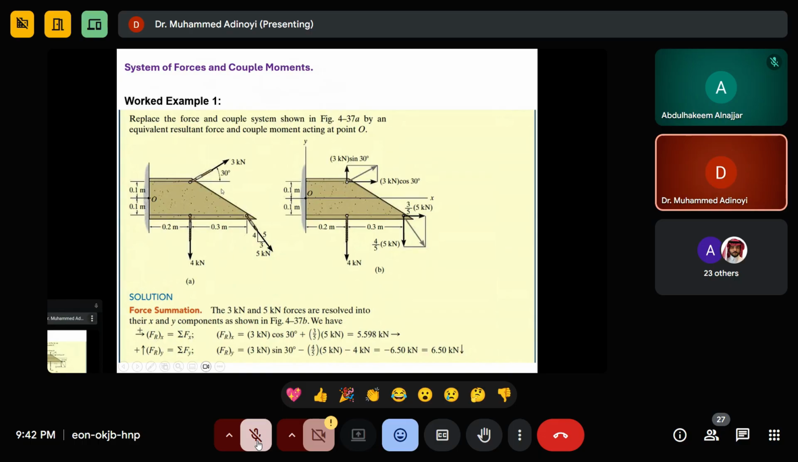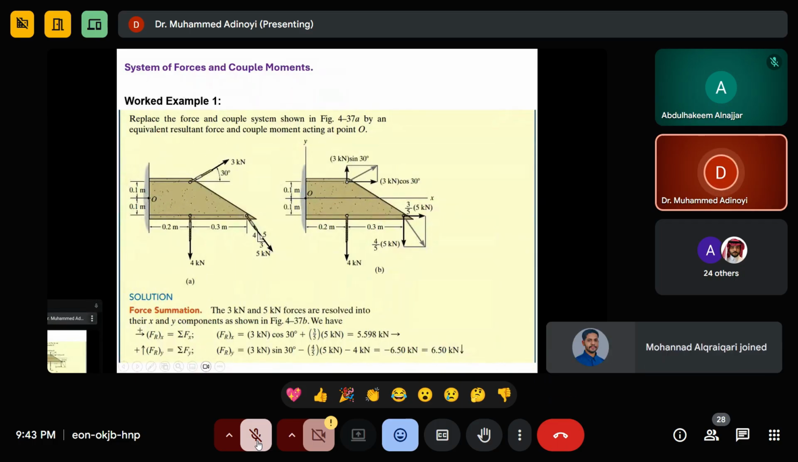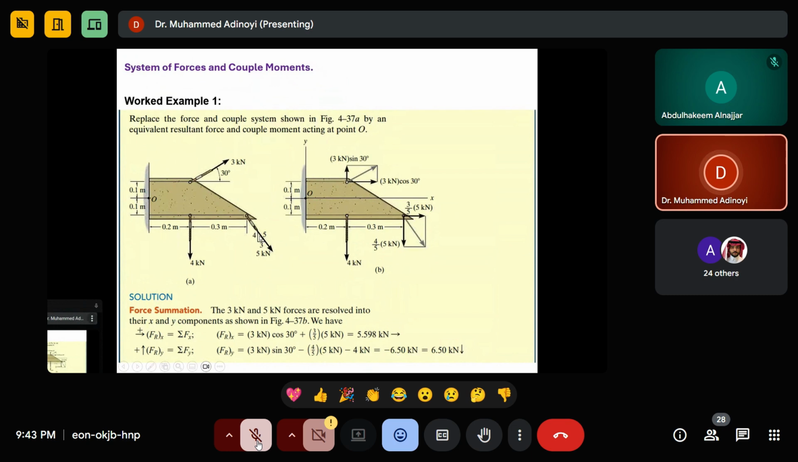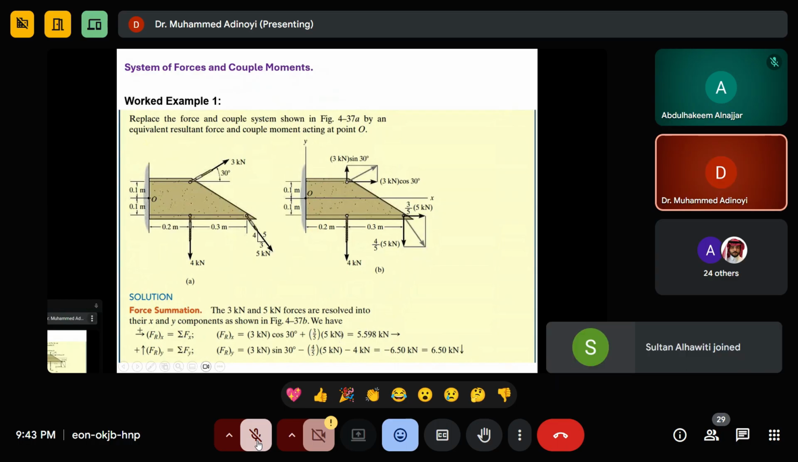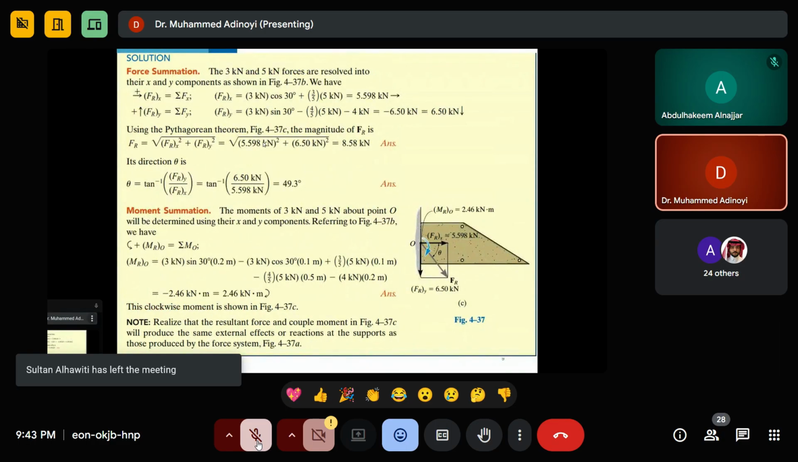Now let's come to y. This one will go up, 3 kilonewton sine 30, so it's going to be plus. Here, it will be down, so it's going to be minus. If it is down, then this is the axis you are resolving into. It becomes 4 over 5 multiplied by 5 kilonewton, minus. This one is already in y, so minus. Then you go and find the resultant, which is the square root of the sum of the squares. You square these, add them together, and take the square root. This is what is done here.